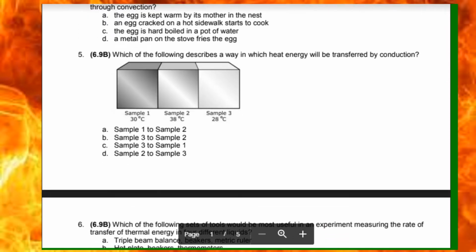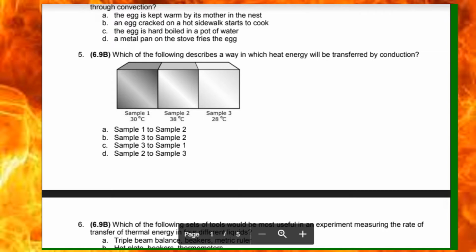Question number 5, 6.9b. Which of the following describes a way in which heat energy will be transferred by conduction? Sample 1 is at 30 degrees Celsius. Sample 2 is at 38 degrees Celsius. Sample 3 is at 28 degrees Celsius.